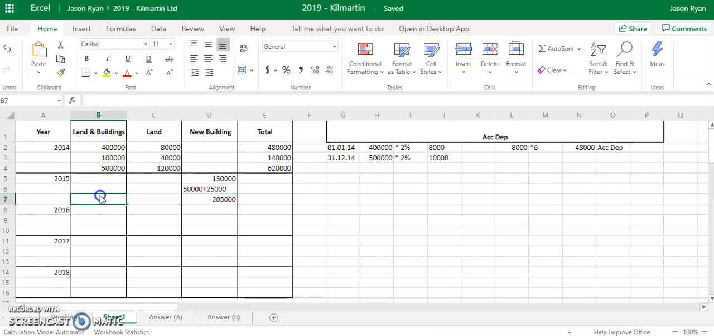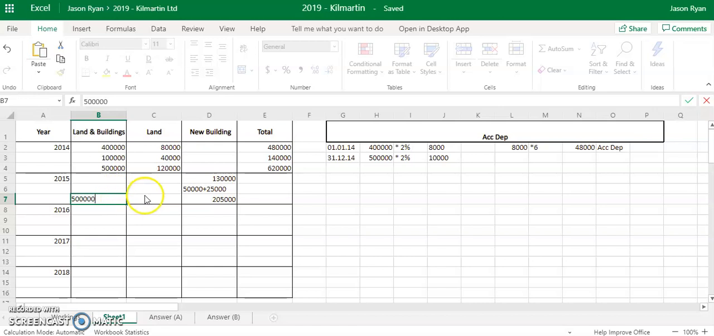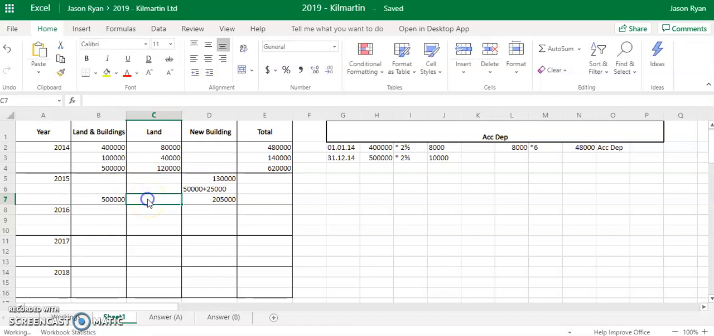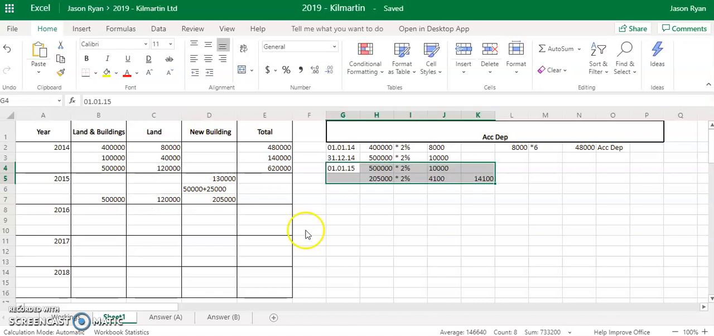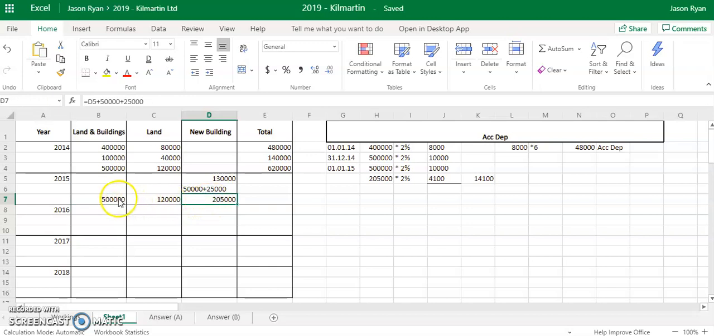So we also have another building of 500,000, and we also have our land of 120. So next thing we have to do is calculate the depreciation on the two buildings that we have and the value of it. Remember, land is not depreciated. That's why we separate. So we're going to have 500,000 multiplied by 2%, which gives us 10,000. We've 205,000 multiplied by 2%, which gives us 4,100. So the total depreciation is going to be 14,100.